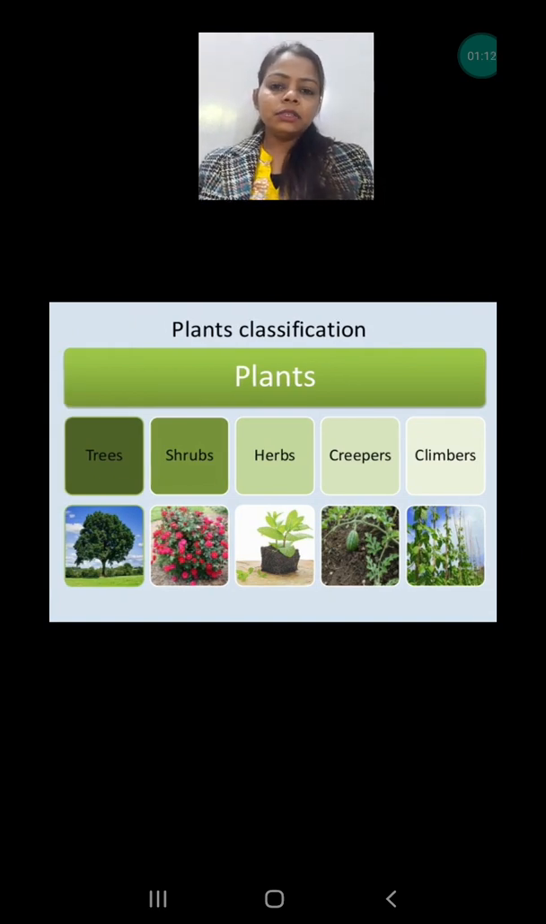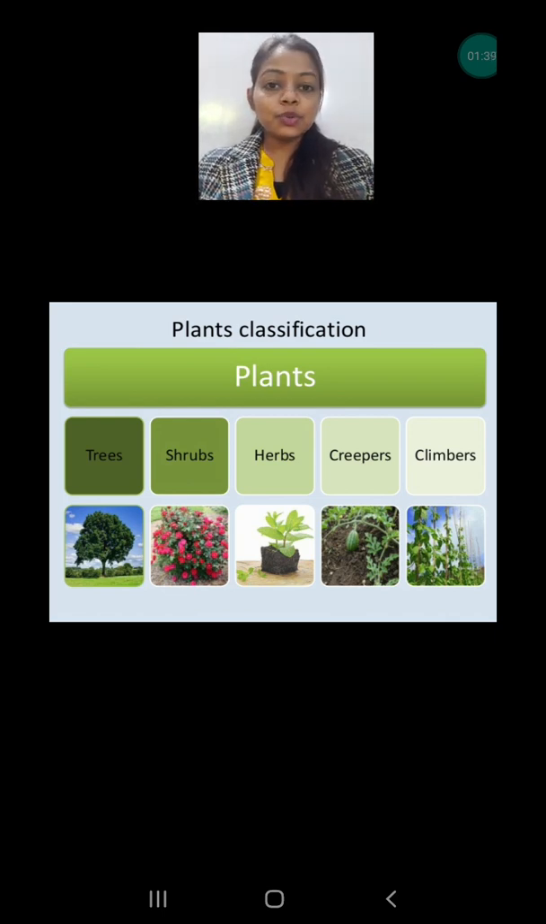In our surroundings, we see different types of plants. Sometimes we see trees, sometimes bushes, which are also known as shrubs. Sometimes we see plants which have medicinal value, which are known as herbs. Some grow on the ground, which are known as creepers, and some climb the trees or other things, which are known as climbers. So these are the classifications of plants.